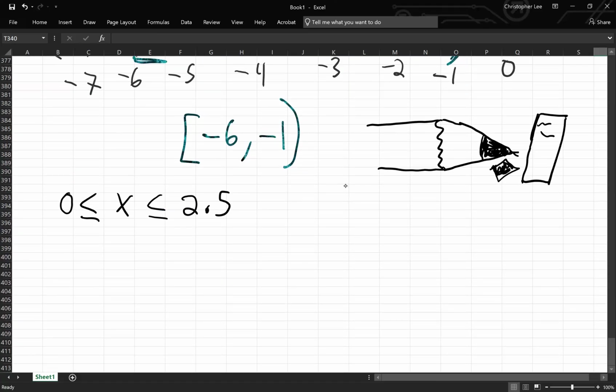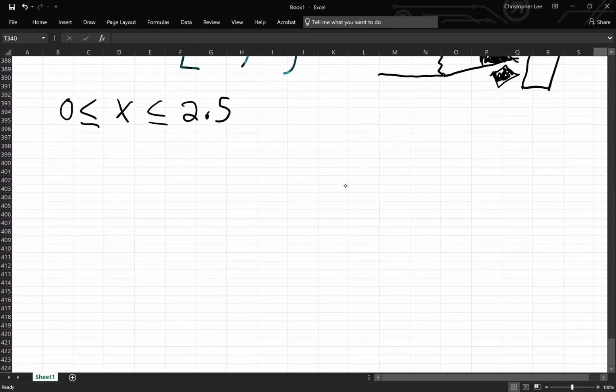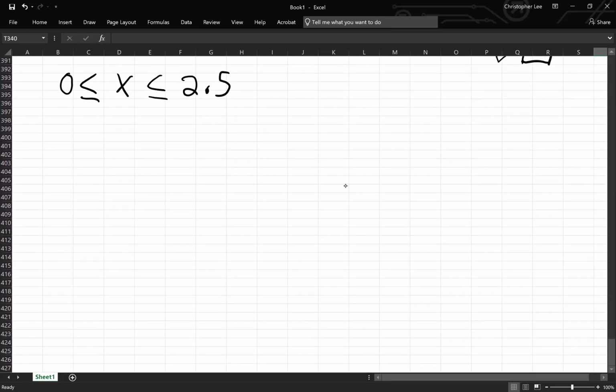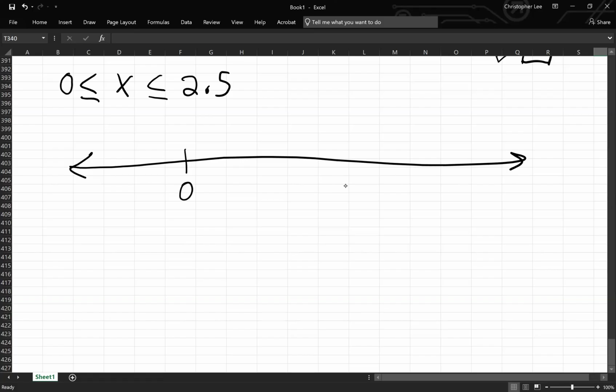All right, let's try this one out. So I have 0 less than or equal to x, which is less than or equal to 2.5. All right, real quick. So, all right, we could try that same method that we did on the last question. I kind of like that method, right? So I had 0 right here.